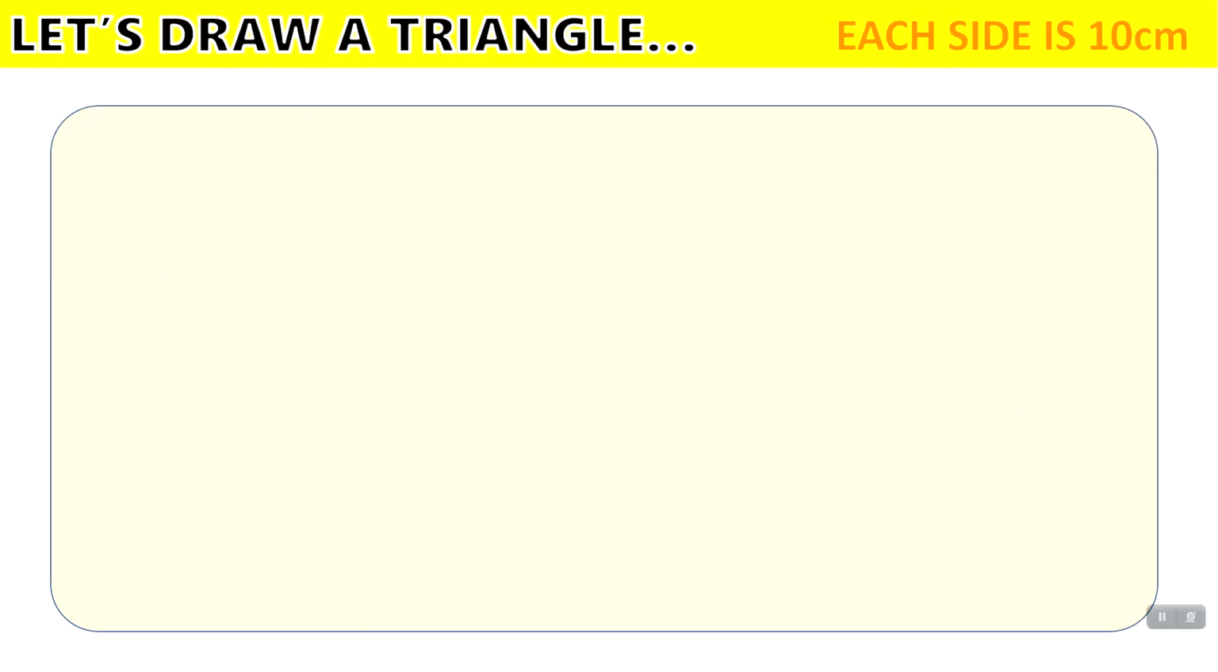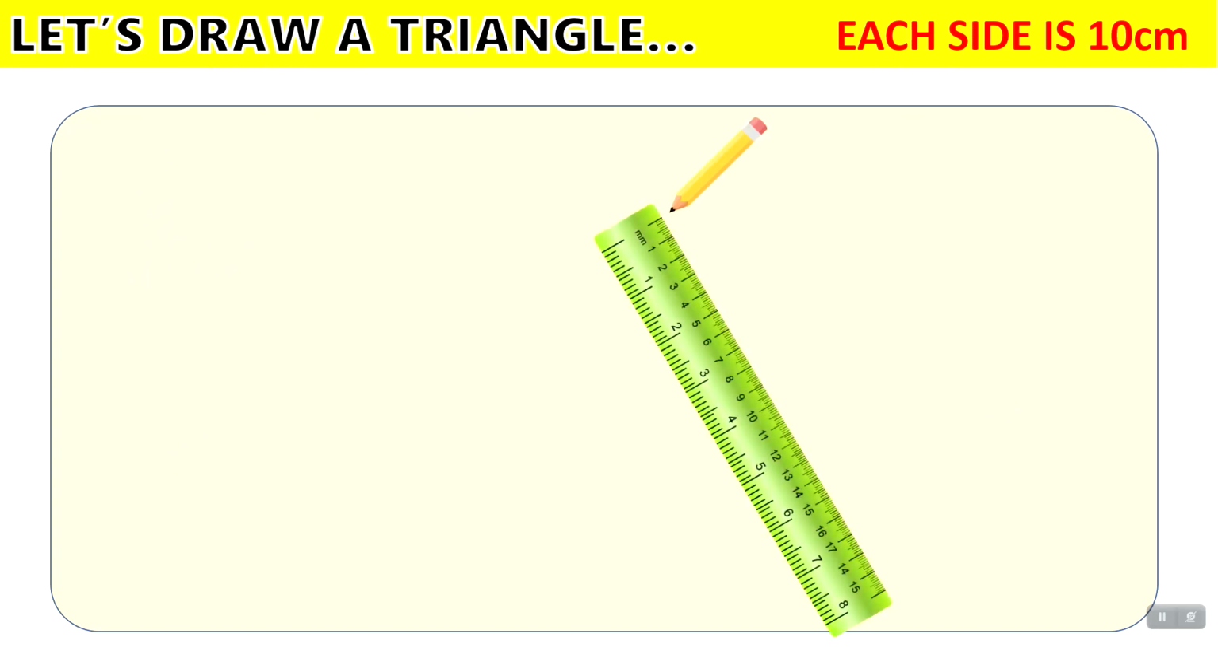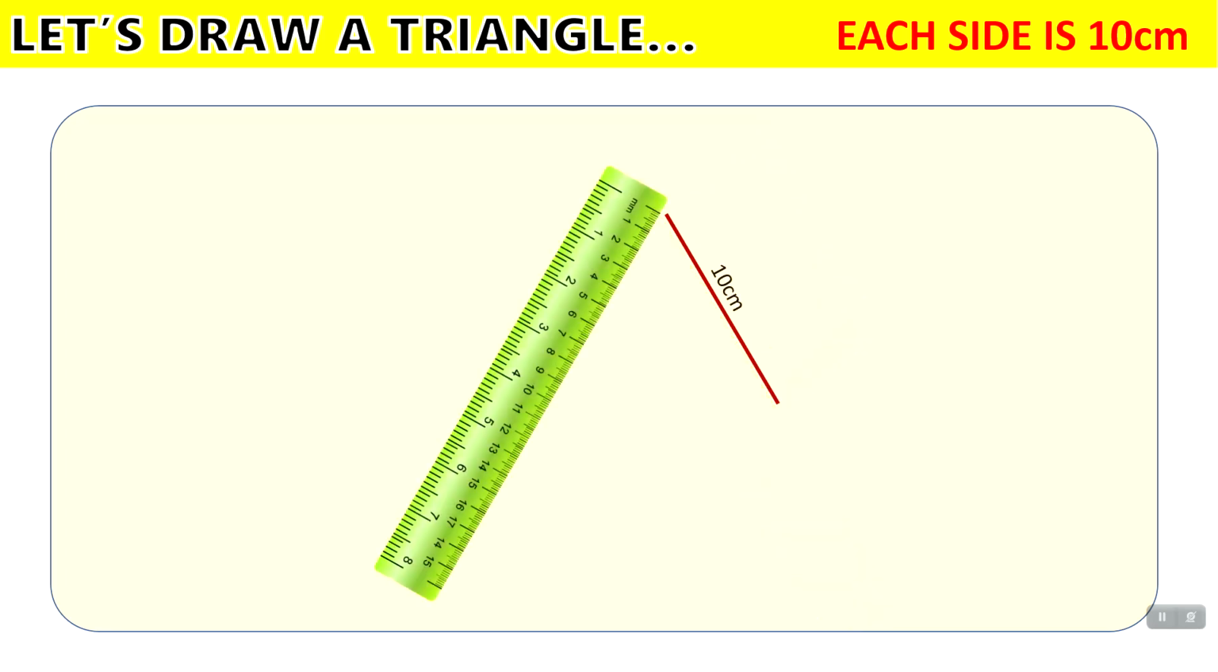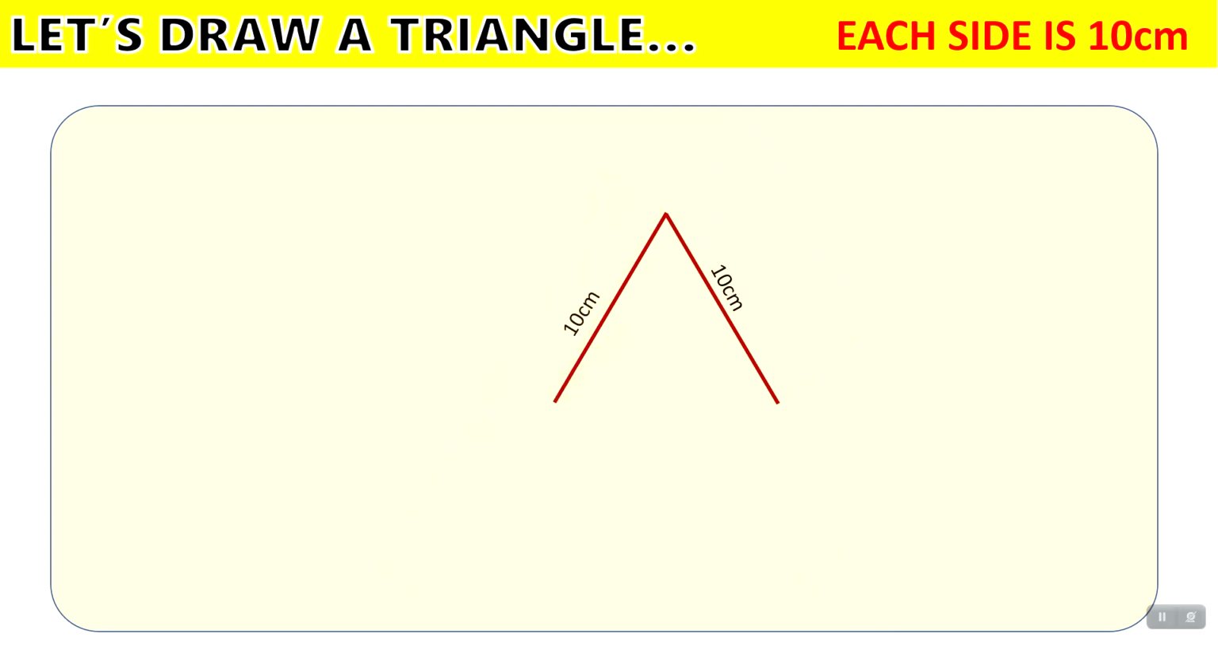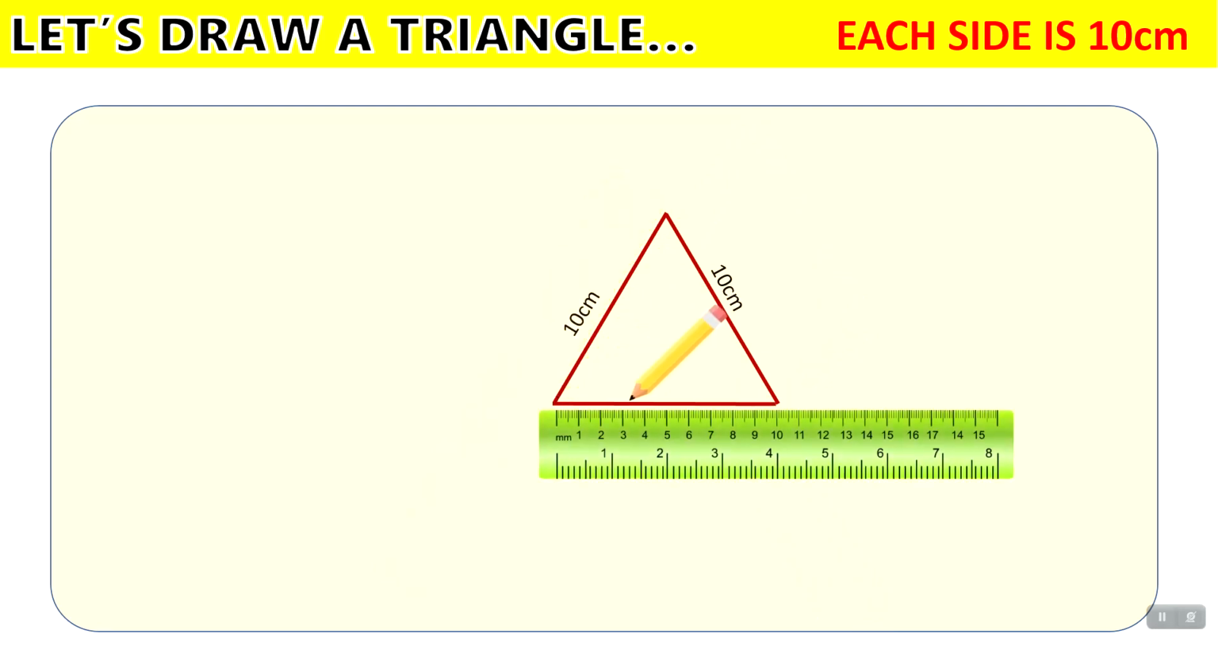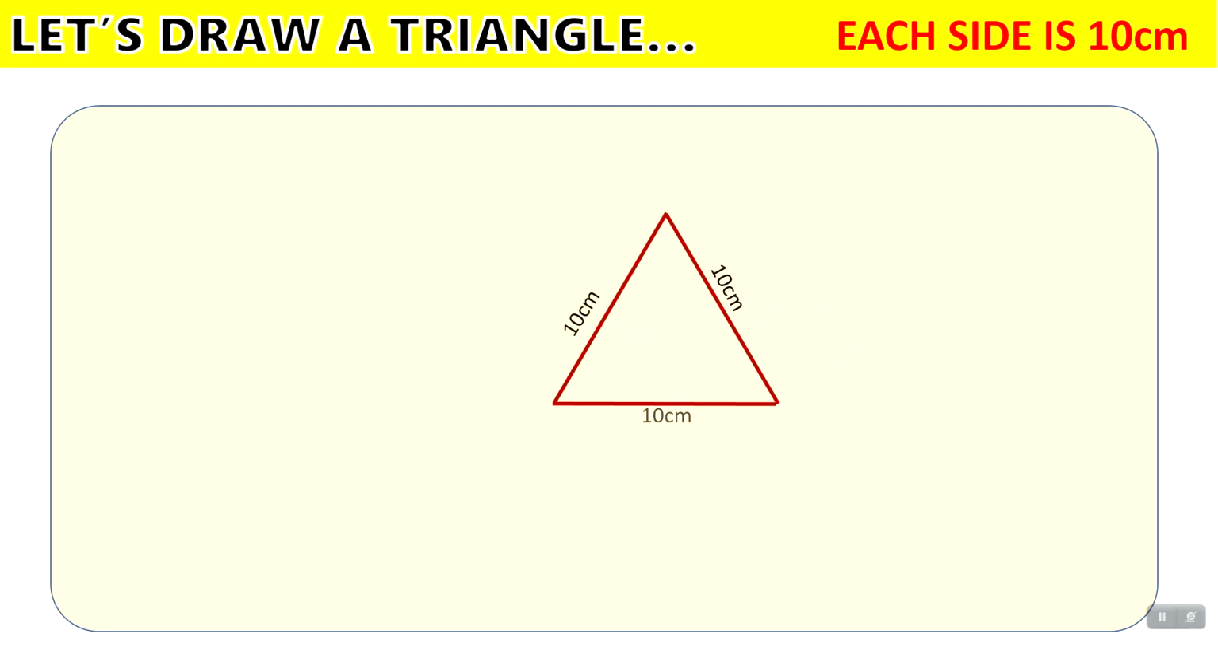Let's do activity 1. Let's try to draw a triangle in which each side is 10 centimeters long. So let's take our ruler and our pencil and draw sides of 10 centimeters. Here's one side, 10 centimeters. Let's move the ruler and draw another side, 10 centimeters. And the last side, 10 centimeters long. Each side now is 10 centimeters long.